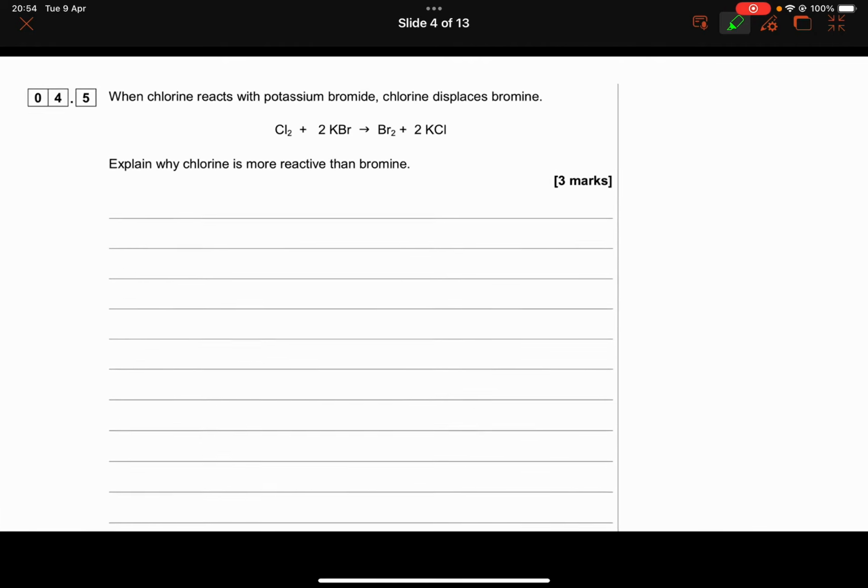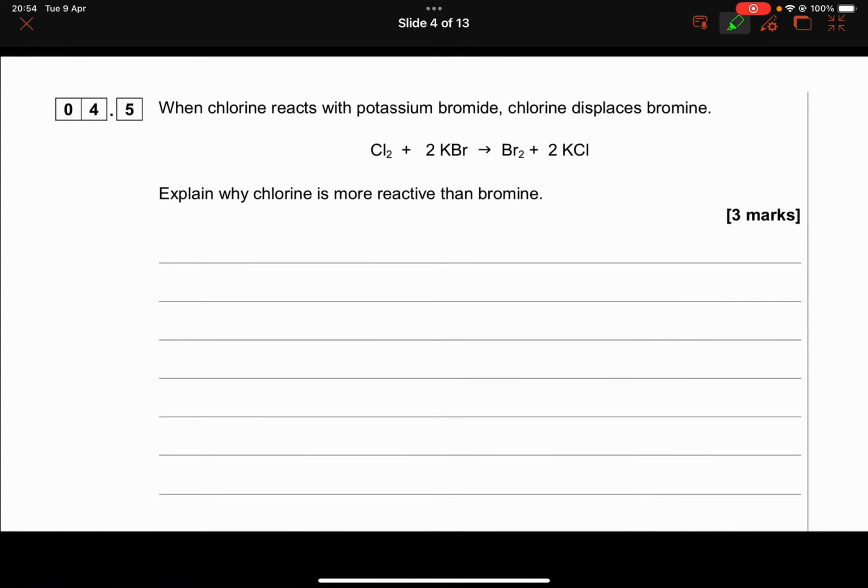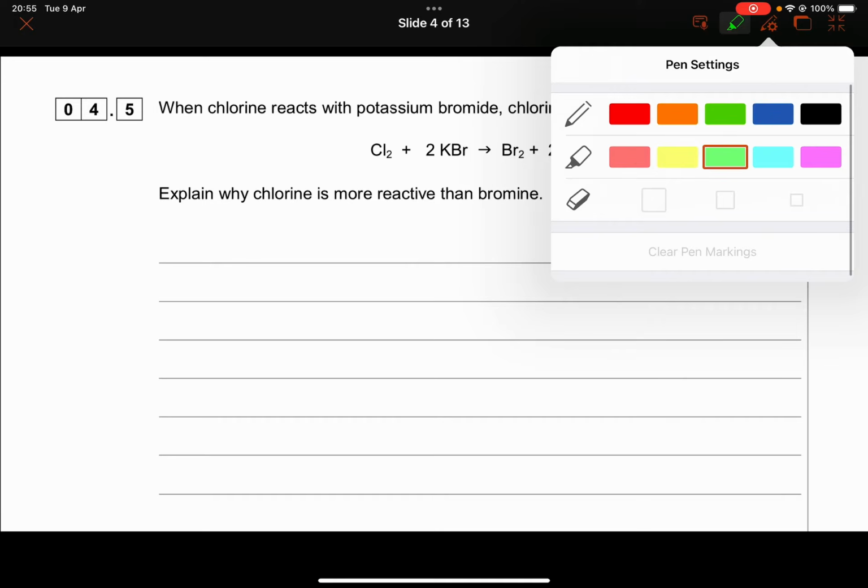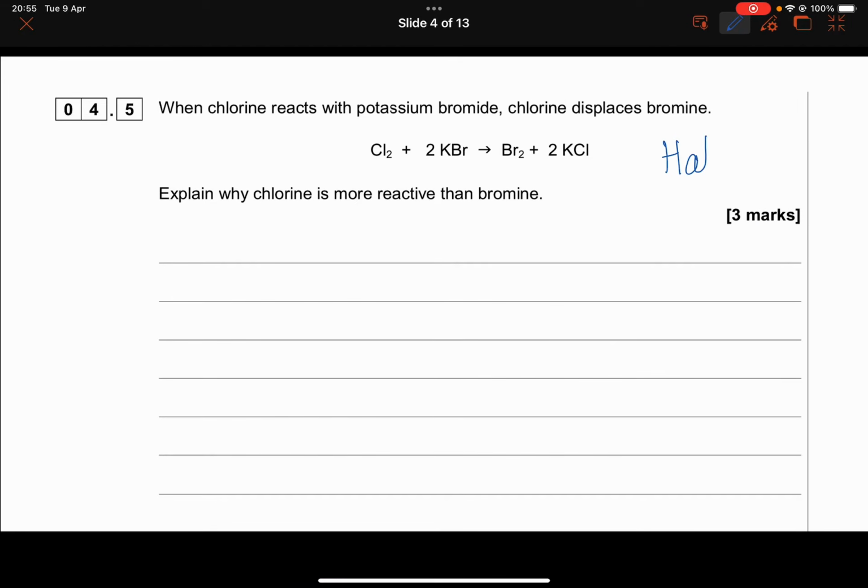Next question, so we're going on to group 7, known as the halogens. So this question is about the wonderful group that is the halogens. When chlorine reacts with potassium bromide, chlorine displaces bromine. So we can see that here. The chlorine is now in the compound, bromine is now out of it. So chlorine has displaced bromine in that compound.